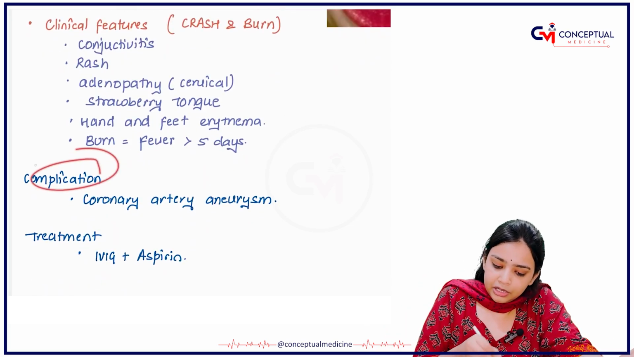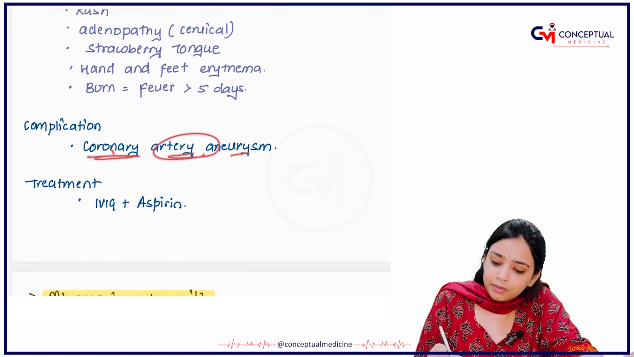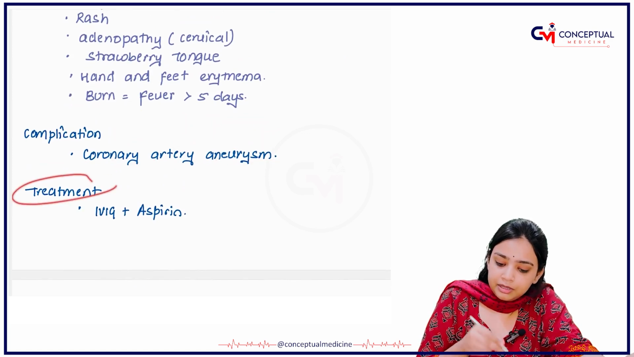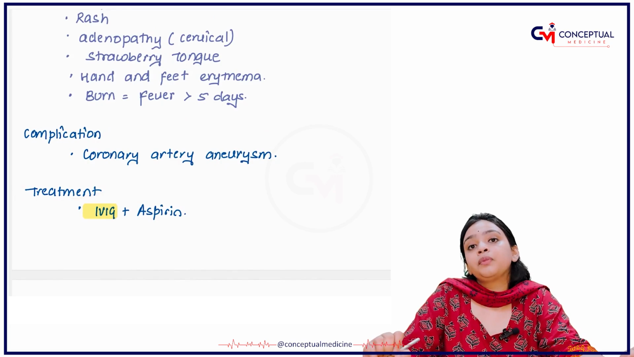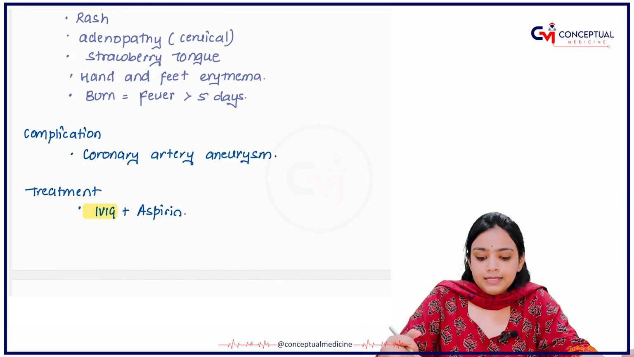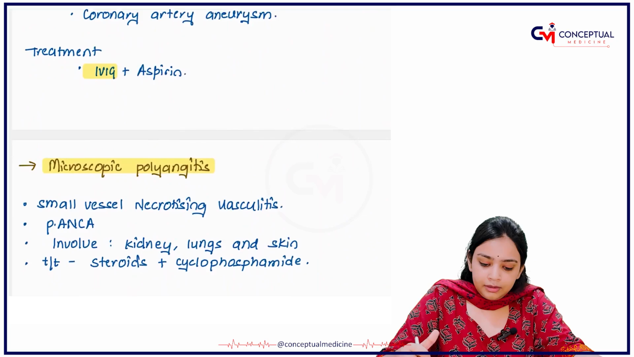Now, what are the complications? The complications, it can be coronary artery aneurysm can be there, right? And the treatment that we give is a very, very important treatment. We give IVIG. We give IVIG plus aspirin, right? So this was all about the Kawasaki.